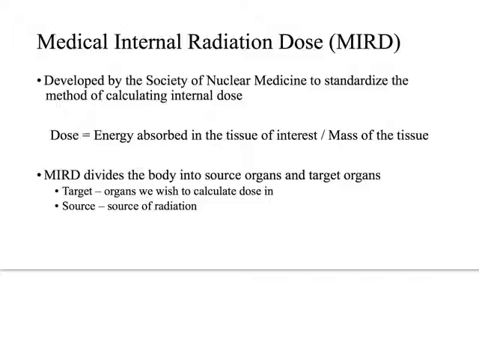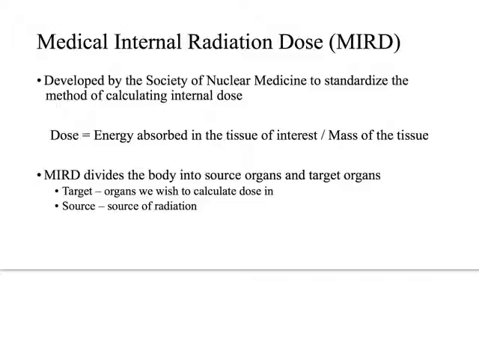It was developed by the Society of Nuclear Medicine to standardize a method of calculating internal dose. So what we've said is there's no way to measure this. It's impossible to measure internal dose. We can only calculate it. And so it's essential for us to have some standard, recognized standards for how we calculate things. The one that's the most important to you is the MIRD. Okay? Are there other ways to calculate it? Yes, there are. There's the ICRP's way. There's a lot of different ways to calculate this thing. But the one I want you to be familiar with is this one.